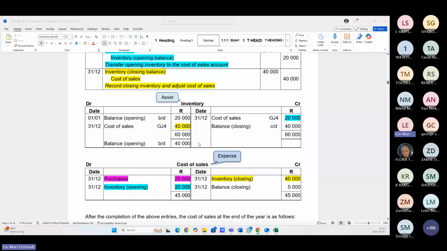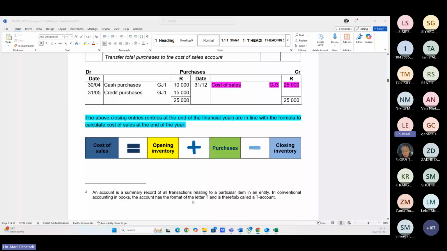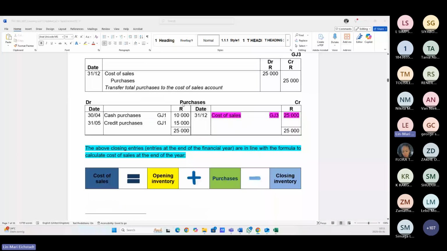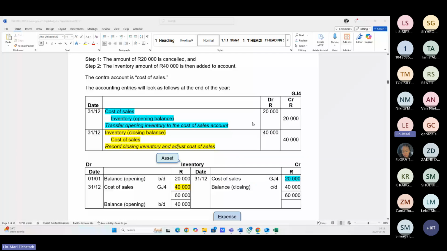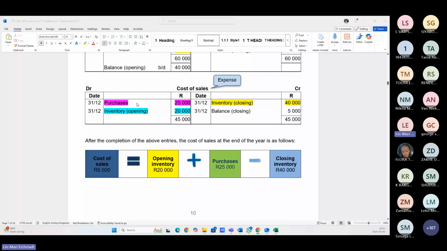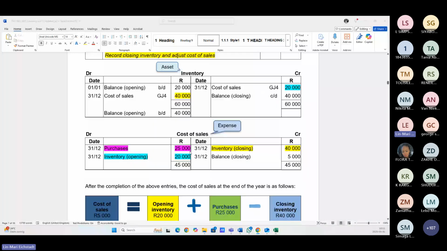And then in our cost of sales account, we have a similar thing, right? So we said that we actually take all of our purchases for the year and we clear that to cost of sales. So that is brought down here in our cost of sales account. We bring in our purchases. We also said that we clear our opening inventory to the cost of sales account. So that is brought into here. And then we have our inventory closing balance also to the cost of sales account, which is brought into here. So our balancing figure in our cost of sales T account gives us our cost of sales.